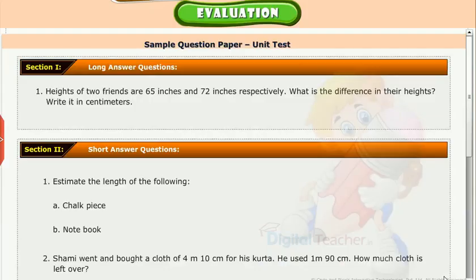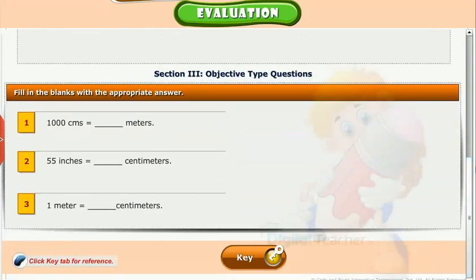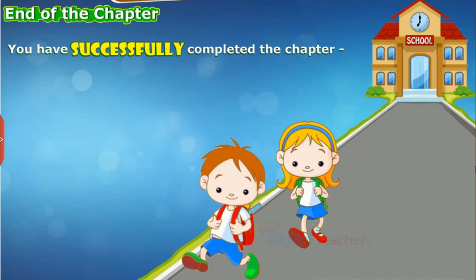Test your understanding of the chapter by taking the mock unit test. You have successfully completed the chapter How Long Is This?